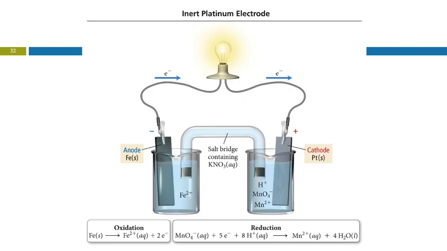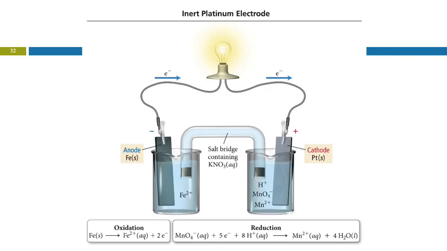And so here is an illustration of that cell. Over here, the anode is iron. Oxidation is occurring at the anode. The iron is being oxidized to Fe2+. Over here is the cathode. Reduction is occurring over here. Permanganate ion is being reduced to manganese 2+ ion. There's no solid in there, and so we've got the platinum electrode here.